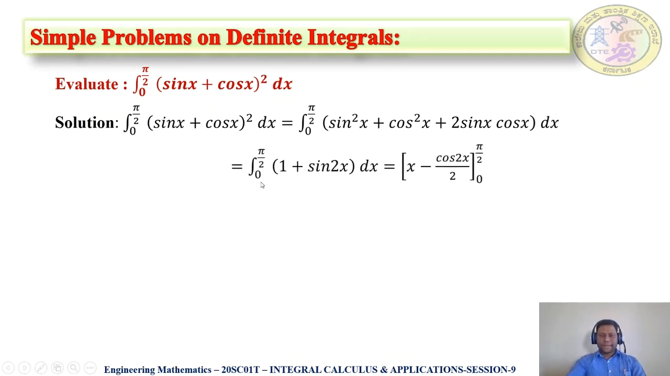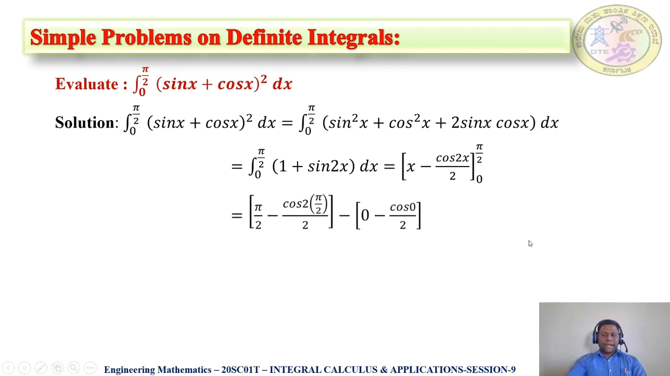So this value becomes integration from 0 to pi by 2. Sin square x plus cos square x is 1. 2 sin x cos x is sin 2x. Now we can directly integrate. Integration of 1 is x. Integration of sin 2x is minus cos 2x divided by 2, between the limits 0 to pi by 2.